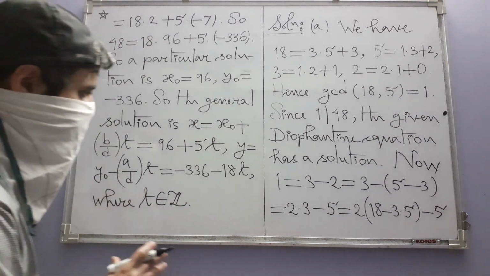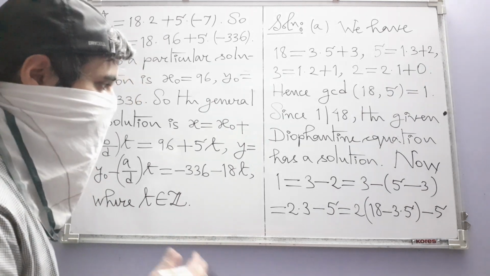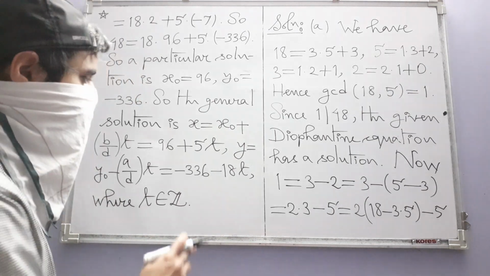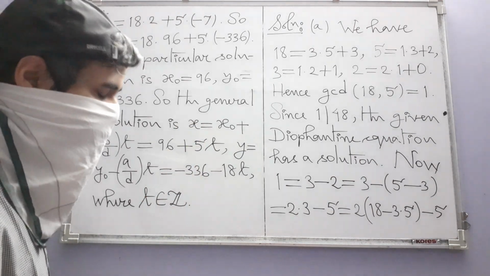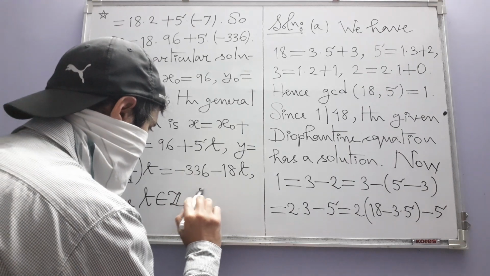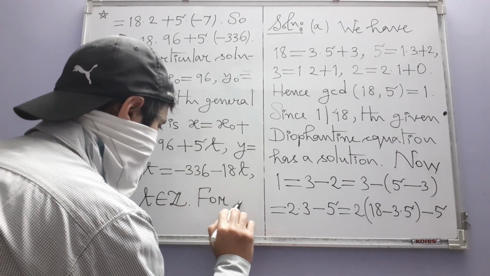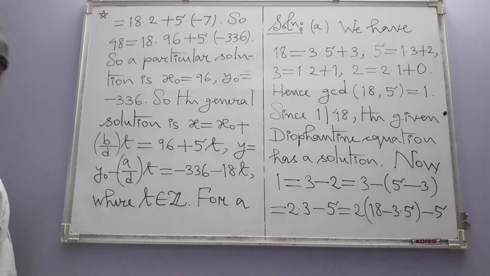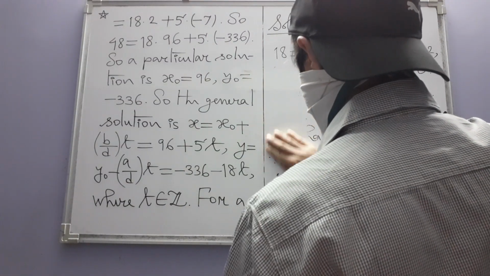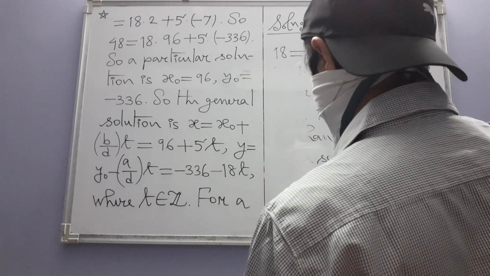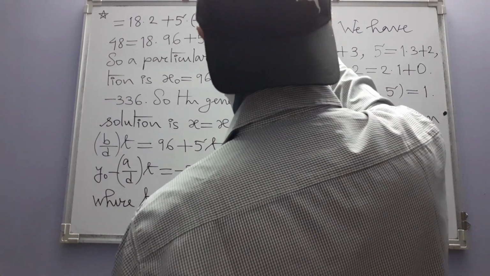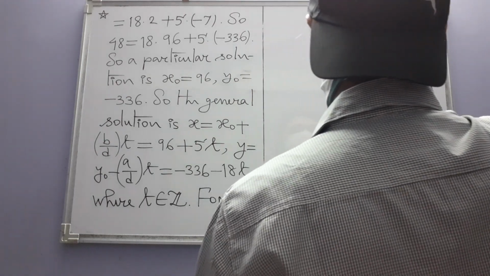Now from these solutions we have to see which ones are positive, in the sense that both x and y are positive. So that's the next thing we do. For a positive solution, because we have found the general solution, we have the expressions for x and y. So we can now investigate when these expressions become positive, for which values of t.